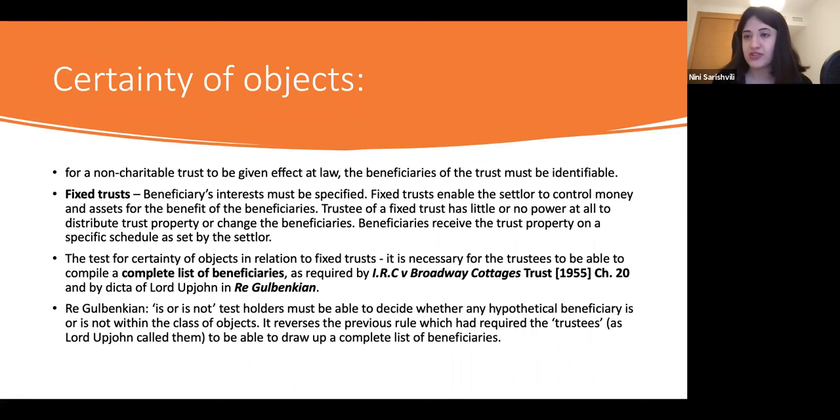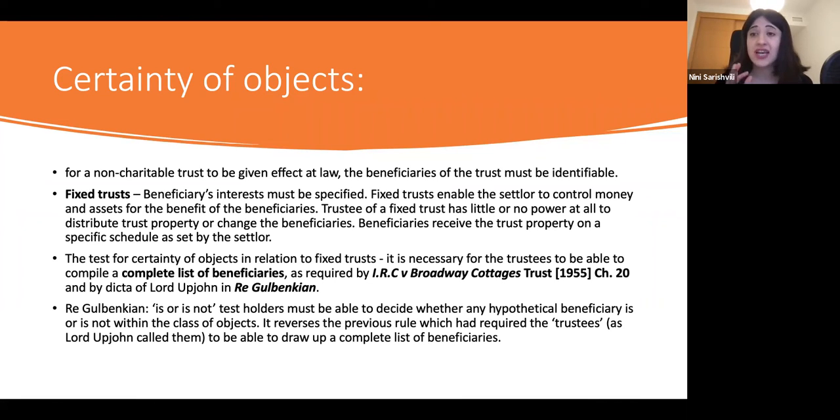Thirdly, certainty of objects shall be discussed. For a non-charitable trust to be given effect at law, beneficiaries of the trust must be identifiable. In a fixed trust, beneficiaries' interests must be specified. Fixed trusts enable the law to control money and assets for the benefit of the beneficiaries. The trustee of a fixed trust has little or no power at all to distribute the trust property or change the beneficiaries. As we said, if the trust is charitable, then the certainty of objects rule doesn't apply. But in this case, the trust is not charitable, so there have to be identifiable beneficiaries.